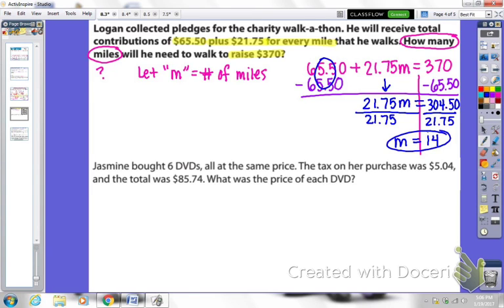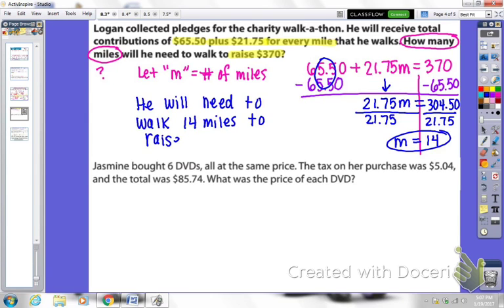So how many miles will he need to walk? He will need to walk 14 miles to raise $370. So he will need to walk 14 miles to raise $370.